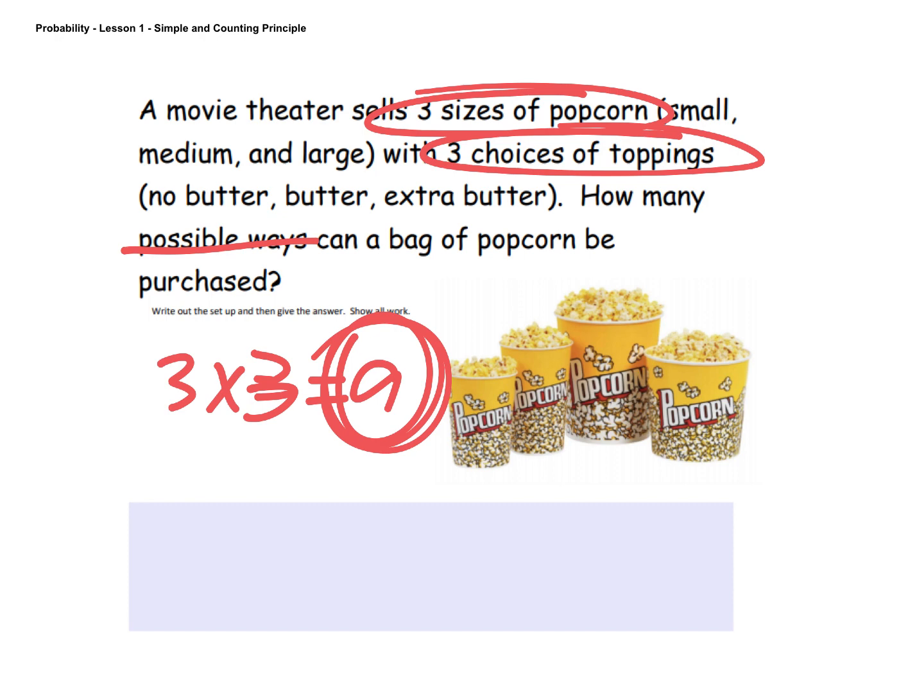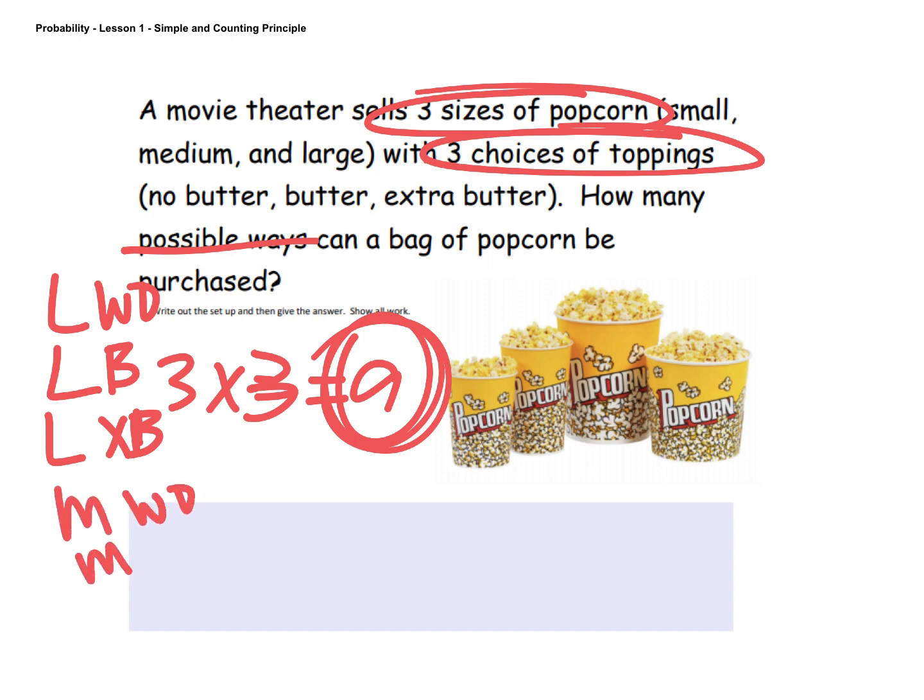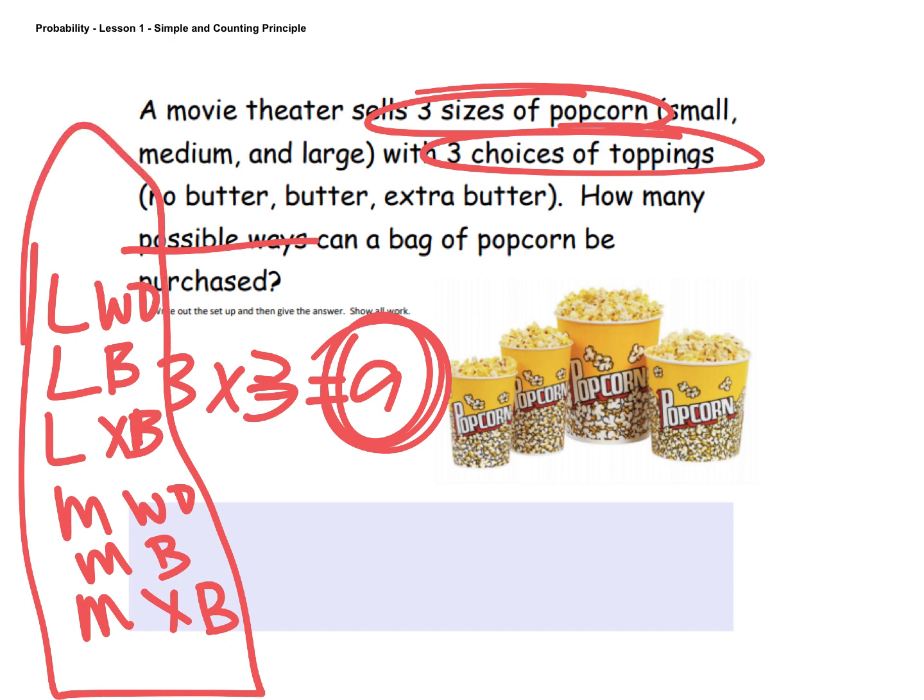That would be like a large popcorn without, a large popcorn with regular butter, and a large popcorn with extra butter. And then you do that with the medium popcorn without, the medium popcorn with butter, and the medium popcorn with extra butter. And you could make a list like that of all 9 things. So you don't have to make that list. You just have to give the answer. So all you got to do for today, it's so simple, is multiply your choices.